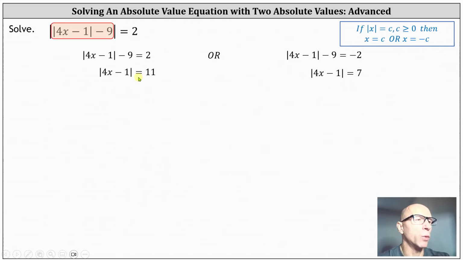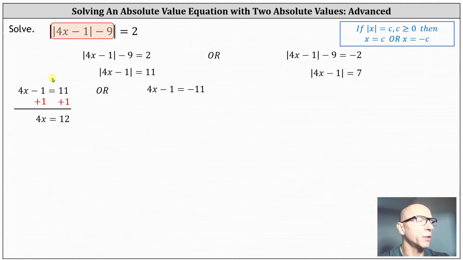Going back to the left, we now set up and solve two equations where we know the quantity inside the absolute value can equal positive 11 or negative 11, giving us the two equations 4x minus 1 equals 11 or 4x minus 1 equals negative 11. Let's go ahead and solve these two equations. On the left, we add 1 to both sides, which gives us 4x equals 12. To solve for x, we divide both sides by 4. Simplifying, we have x equals 3.